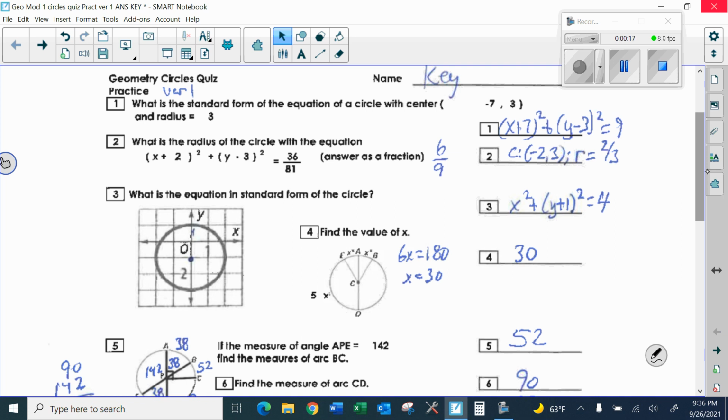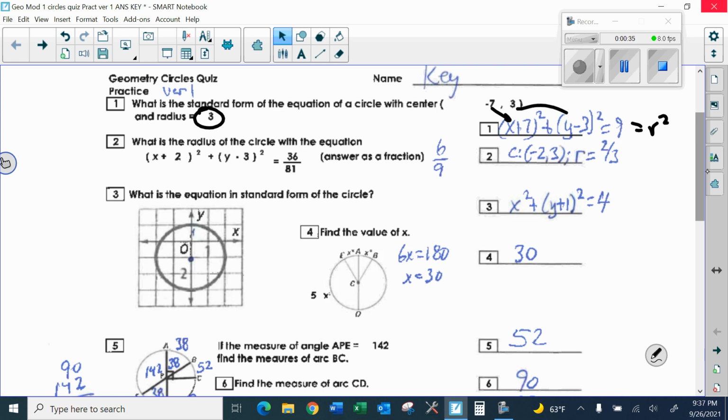You should remember that it's opposite, so that's why it's x plus 7, opposite y minus 3. And it has to be quantity squared on both of them. That's what makes it a circle. And then this here equals, on the right side of the equals sign, radius squared. Since the radius is 3, 3 squared is 9.